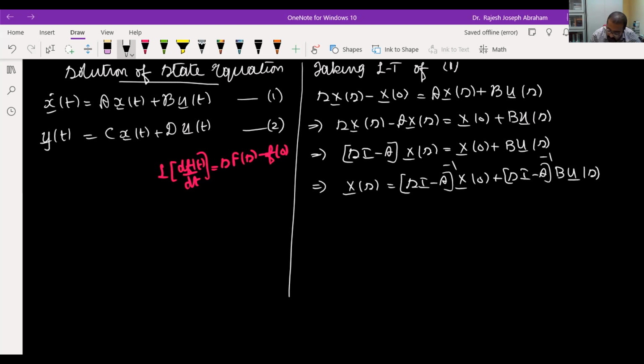Now this (sI minus A) inverse x naught is called the zero input response. Why? Because this term corresponds to, we will hold it for a second. I will come to that point later.